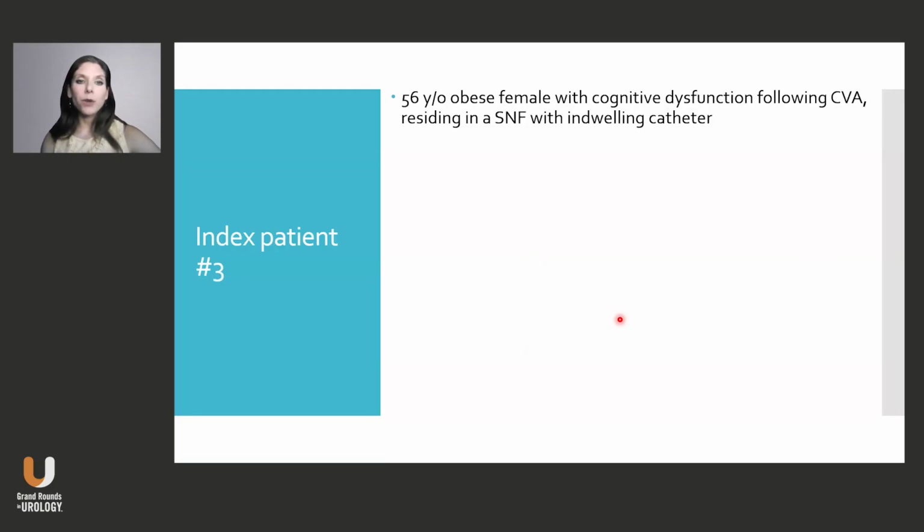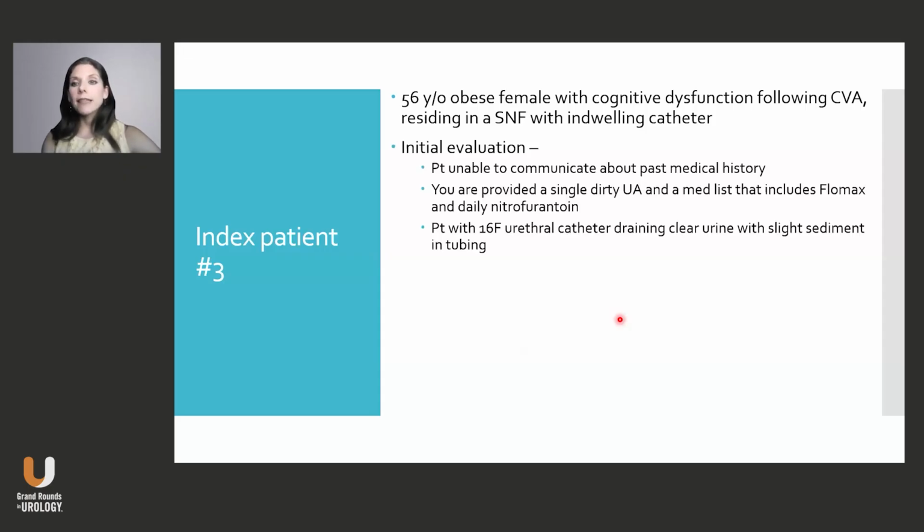So our index patient number 3, this is a 56-year-old obese female. She has cognitive dysfunction following a stroke, and she resides in a SNF, and she has an indwelling catheter. So she comes into your office, and at this initial evaluation, she is unable to communicate about her past medical history. You are provided a single dirty urinalysis and a med list that includes Flomax and daily nitrofurantoin.